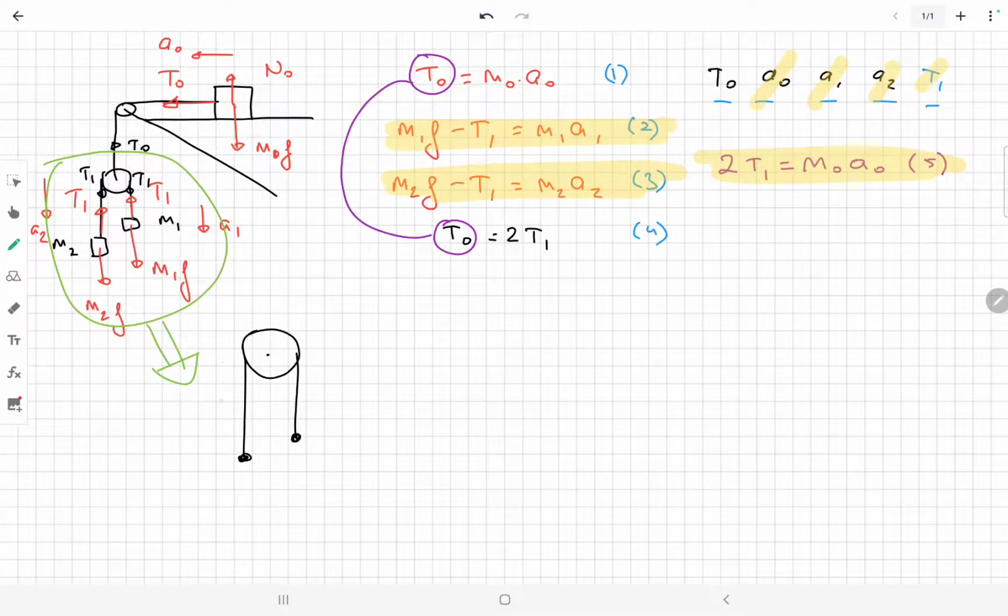So the length of this part, let me call it L2. The length of the rope at this part, let me call it L1. It's unknown, but it's not equal to 0. And the length of the rope here on the pulley, let me call it L0. So the total length of rope will be equal to L1 plus L2 plus L0. This is the total length of the rope.